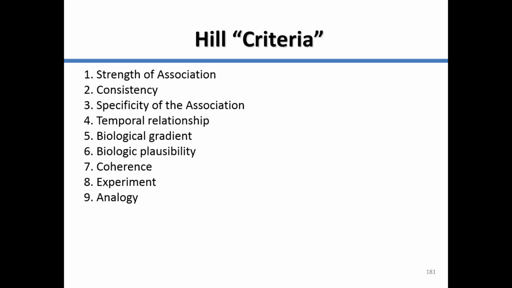Well, it could be that the exposure came second. First people got heart disease and then they changed their diet. So temporal relationship, we need to know, did the diet come first? So that's non-negotiable. If you want to say something causes something, it better darn well come before the outcome. The exposure better come before the outcome.